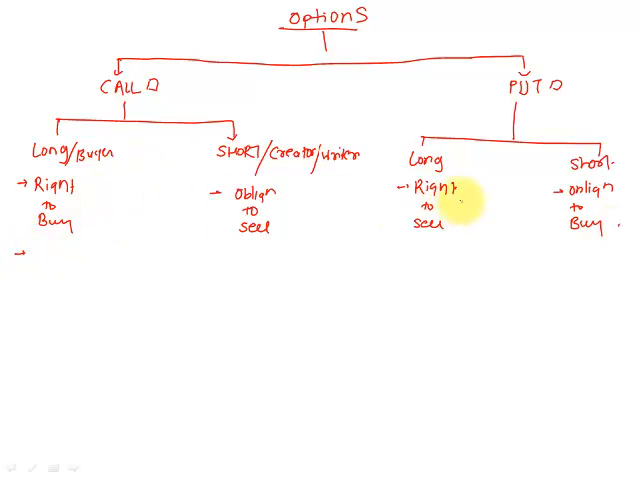Those people who have right, that right wouldn't come free of cost, so they would be required to pay premium. This premium is the price at which option trades in the market. So premium and price of the option is the same concept. This party will receive premium, this party will pay premium, and this party will receive premium.